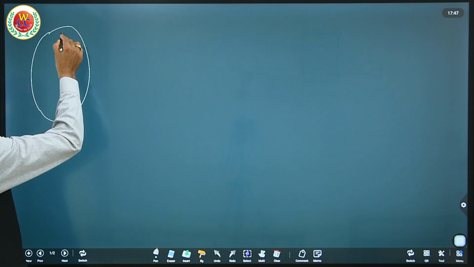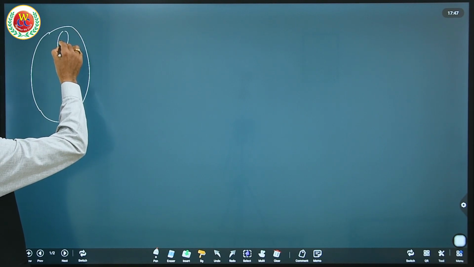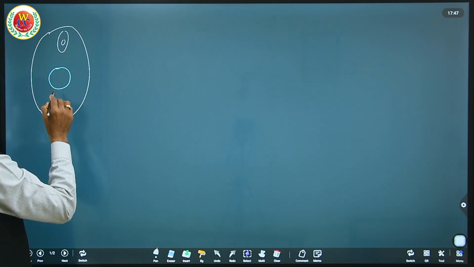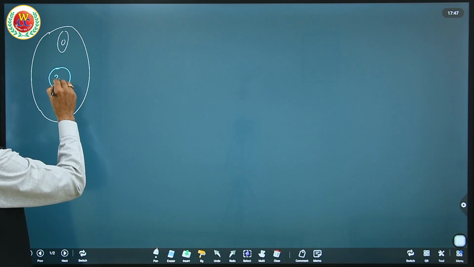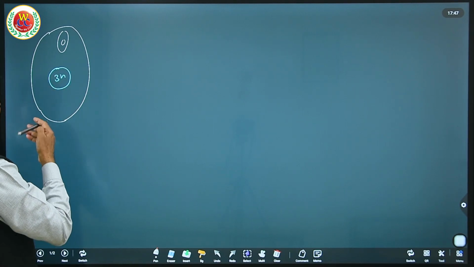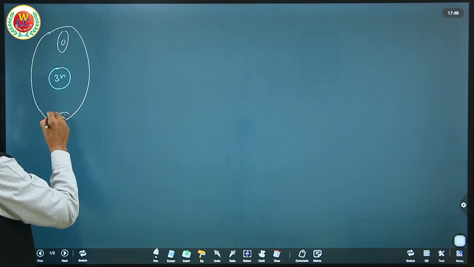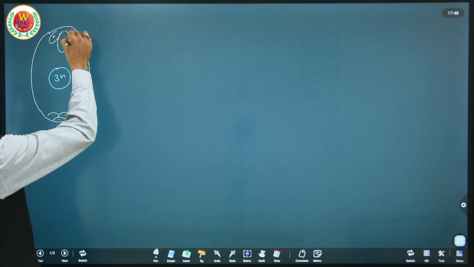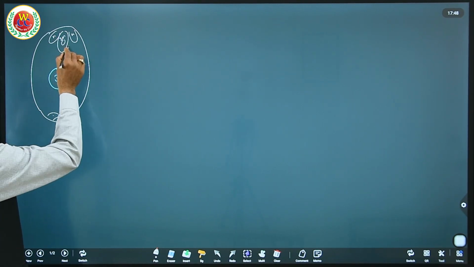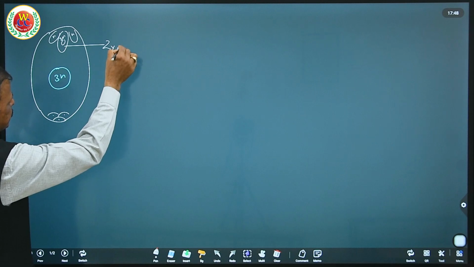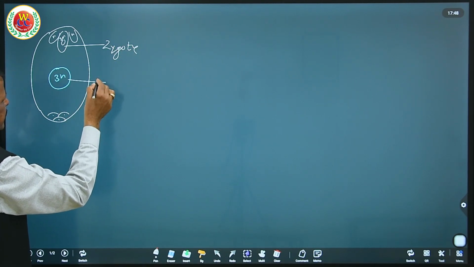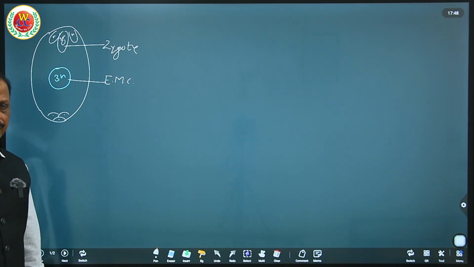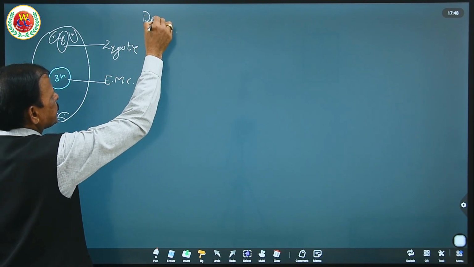Here, imagine this is a zygote after fertilization, and this is the endosperm mother cell. After fertilization, the antipodal cells are supposed to get degenerated. Egg cell synergids are also supposed to get degenerated. So this is the zygote, and this is the endosperm mother cell. Now the topic is development of embryo.